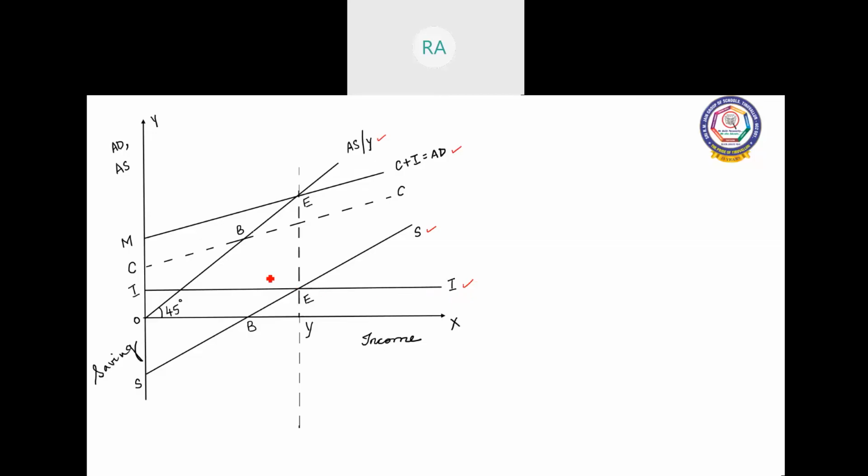In a two-sector economy, AD consists of consumption expenditure and investment. AD is the function of consumption expenditure and investment. The AD curve intercepts the y-axis above the point of origin at point M, and the consumption expenditure curve starts at point C. It is a straight line rising from left to right. The AS curve shows the total amount of goods and services produced in the economy. It is represented by the 45-degree line from the origin.